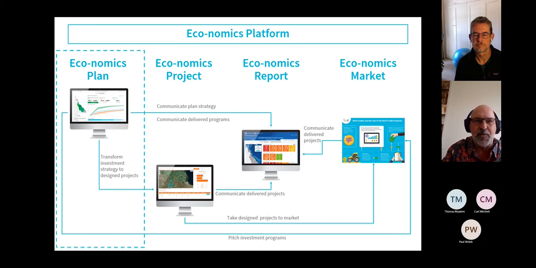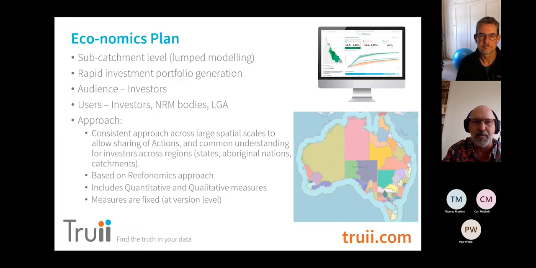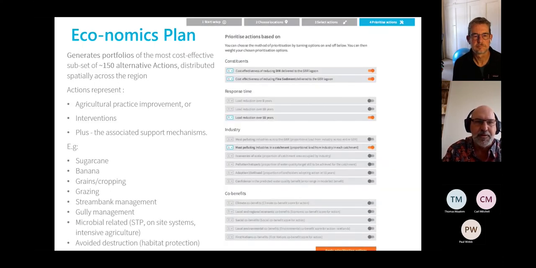So we're focused on Economics Plan in this round of the series, but it does relate a bit to Economics Project, so I'll make the distinction between those. Economics Plan is subcatchment level, lumped modeling, for rapid investment portfolio generation. We want fast computation, for investors to come up with investment portfolios, and for NRM bodies and local government authorities to generate subsets of investment strategies. It's primarily based on a previous product that we've built called Reefonomics.